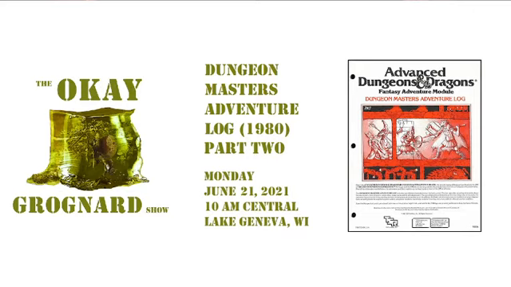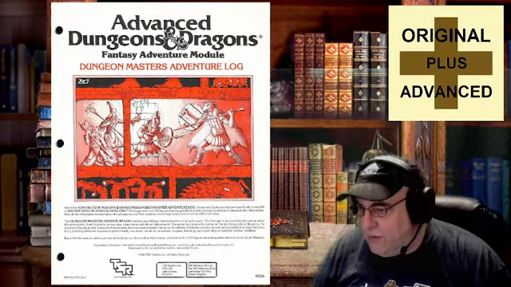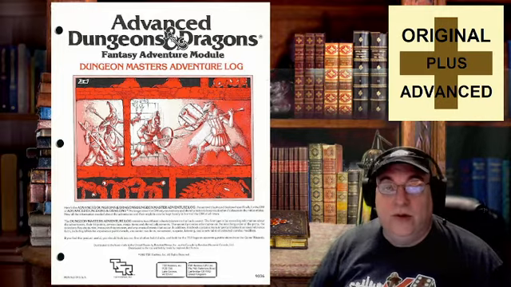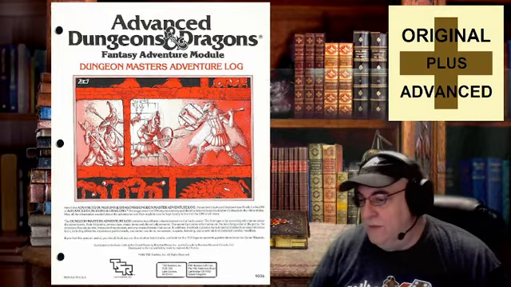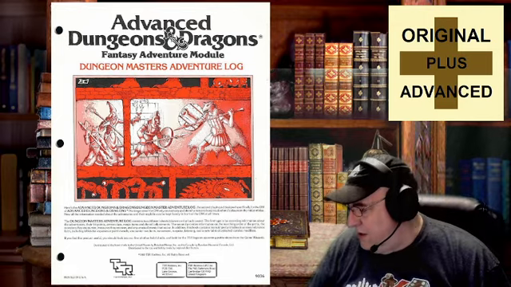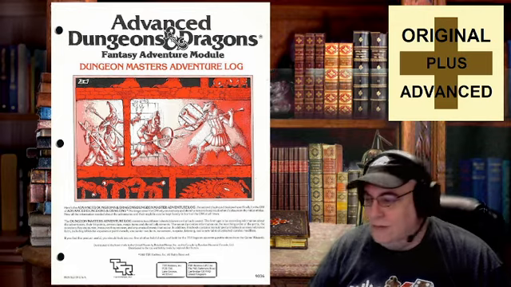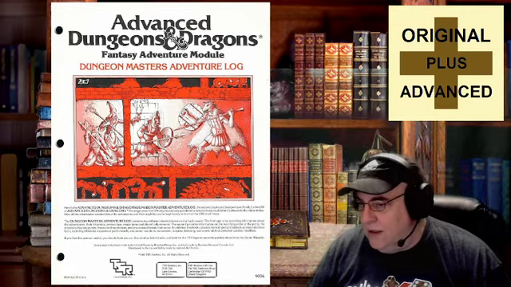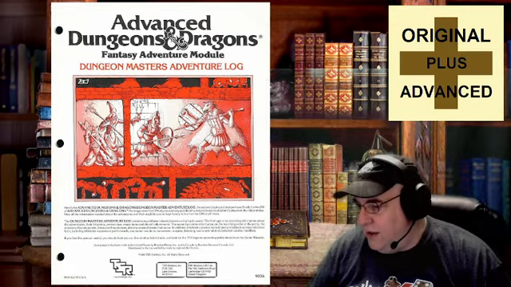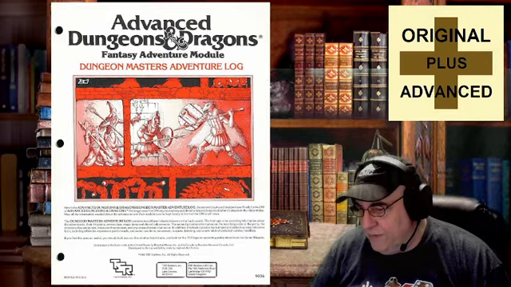And we're continuing where we left off last week, looking at the Dungeon Master's Adventure Log from 1980. So this is a part 2 for that. It's not a huge product, but it purports to be very useful. There's the cover right there. I think we'll just bring up that cover.